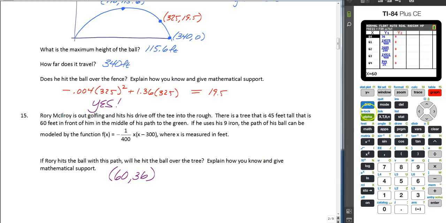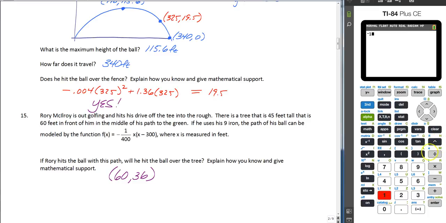Again, you could have just gone straight to the calculator and typed it in that way as well. Negative 1 divided by 400. And then type in 60 for x. And then type in again 60 for x. Click enter. Wow, we get the same thing. So when we're testing a certain point, you can just plug it into x. Either way. And you'll notice that he's 36 feet above the ground at 60 feet.